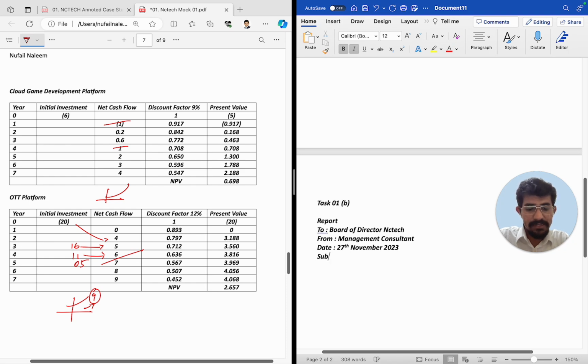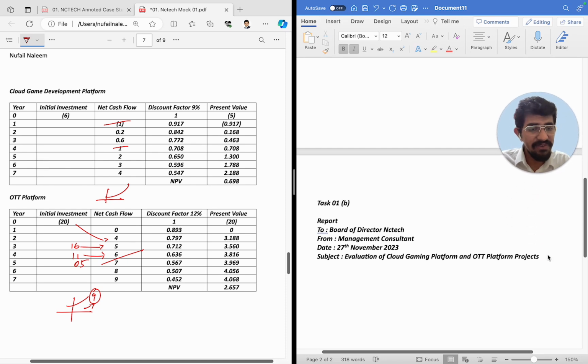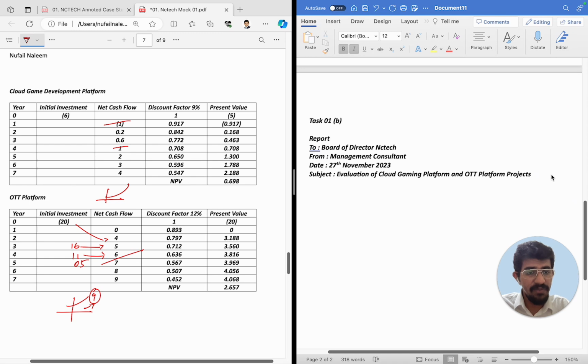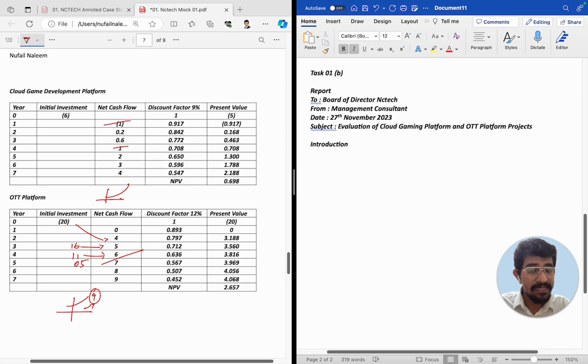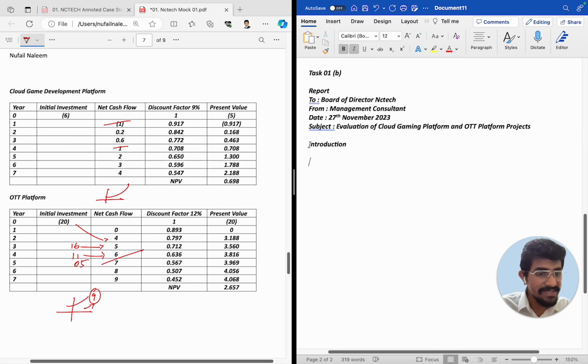And then students, I'll write down here subject, and I'll just mention here as evaluation of cloud gaming platform and OTT platform projects. So just get this understanding very practical here. So I believe everyone is very clear with this point of view at the moment. So just to be transparent, I'll write down here introduction. And as I told you students, you can go through that debrief, the mind of the examiner of COJET. The examiner wants the student to ensure that the structure is there, but he will not be very much interested in giving so many marks only for the introduction, everything.